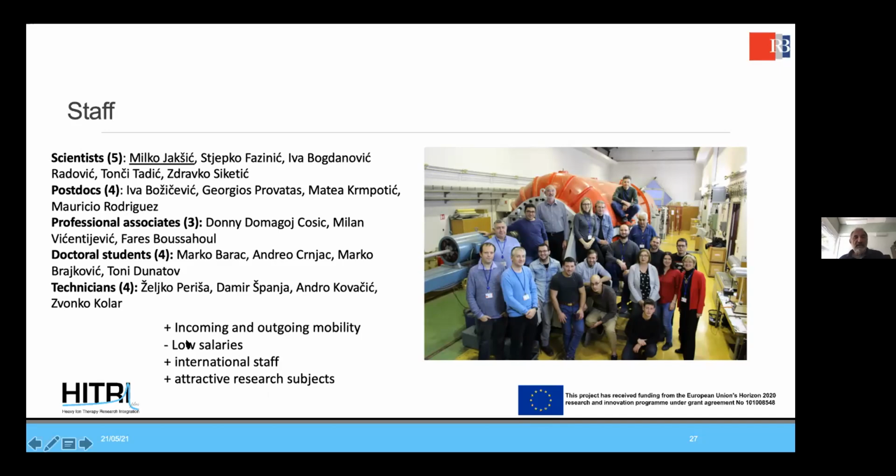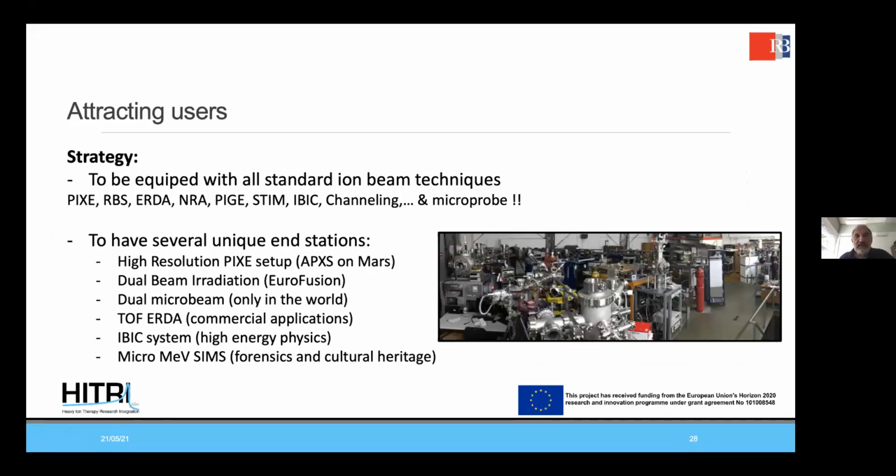Well, by increasing the number of projects that can fund incoming and ongoing mobility, by the international aspect. You cannot have such a facility with local users only, and also work with attractive research subjects. And what we did, I think, in the last 20 years, is that we could equip our facilities with almost all possible ion beam analysis techniques. I don't know any other from here that exists that we don't have.